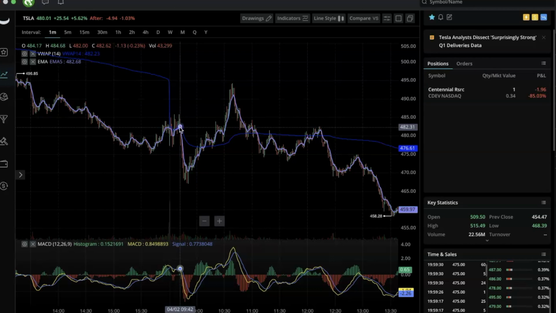And so what the VWAP tells you is you don't want to be below it, because if you're below it, the stock is cheap, and you don't want your shares of the stock to be cheap. You want them to be expensive. You want them to make you money, of course, right?